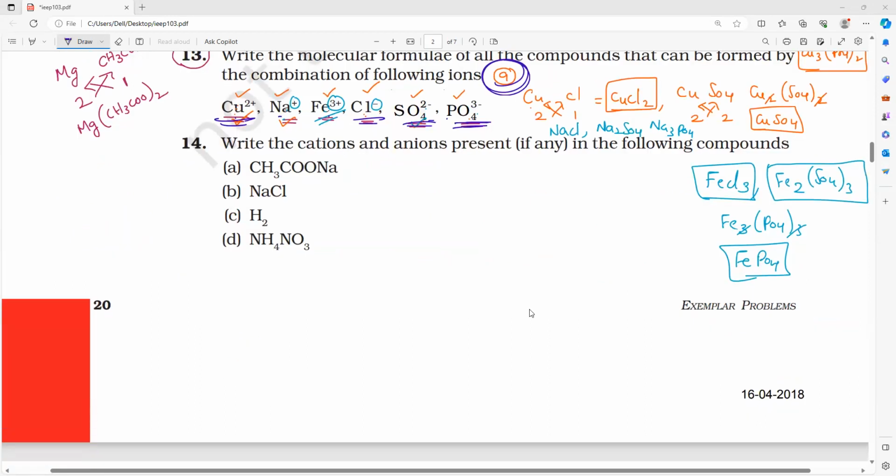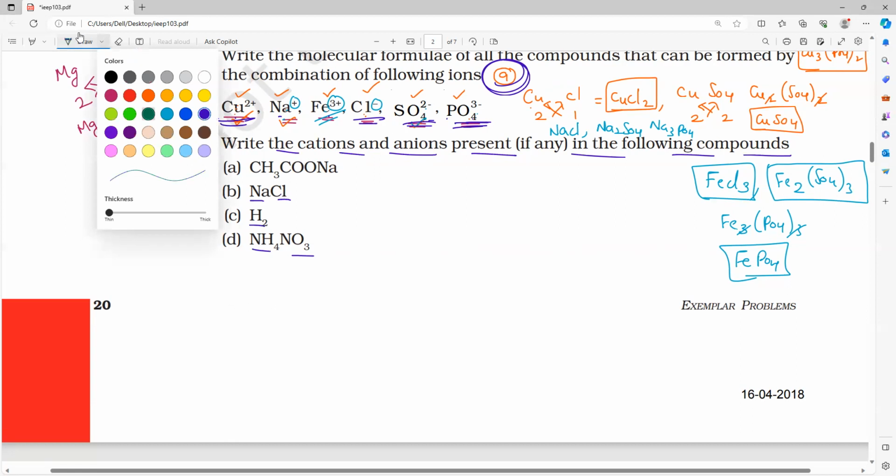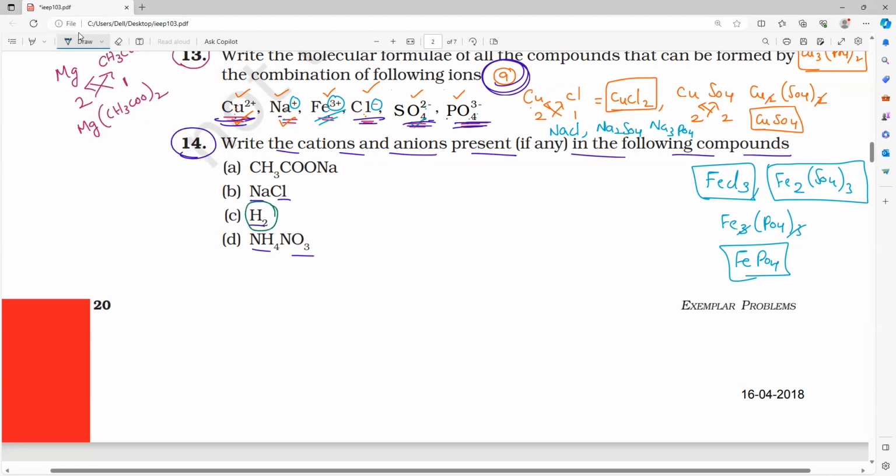Next question is also a very important question. Write the cations and anions present in the following compounds. You have to identify the cation and anion. So NaCl, H2, NH4NO3. You all can identify it. First, let us start with H2. Is there any anion or cation? They are asking us to identify the cation and the anion.